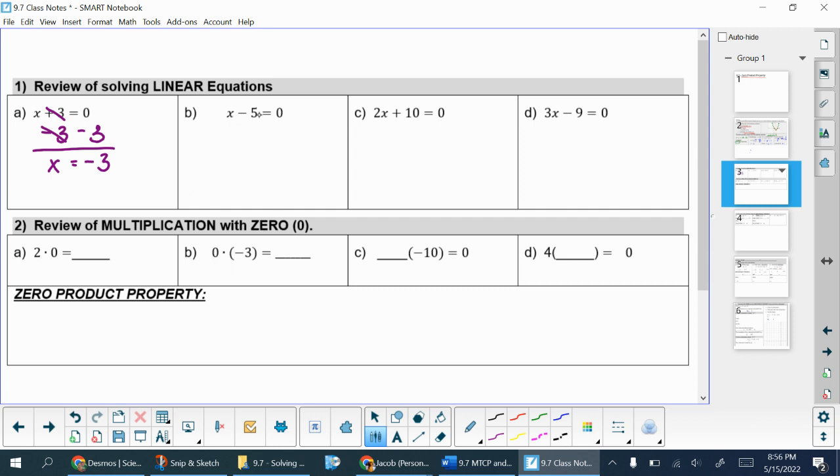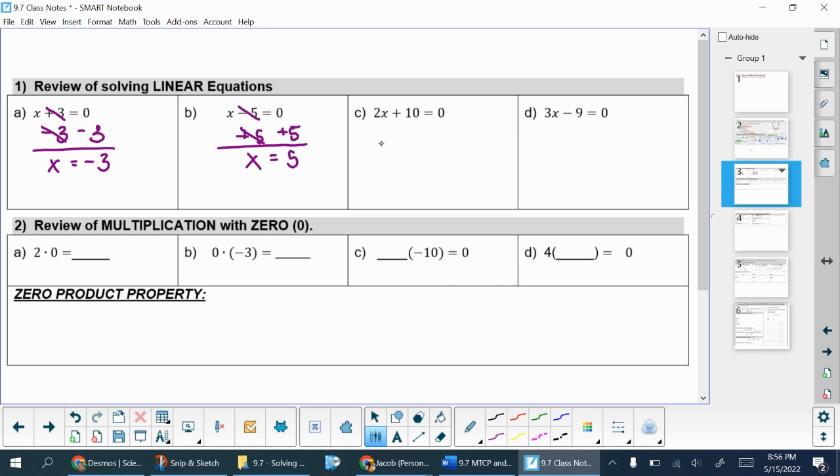Over here, the inverse operation to -5 is +5. So I will do that to both sides of the equation to keep that balanced. It would cancel out on that side, leaving just an x. And 0 plus 5 is 5.